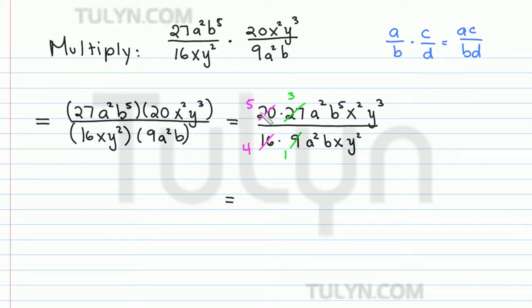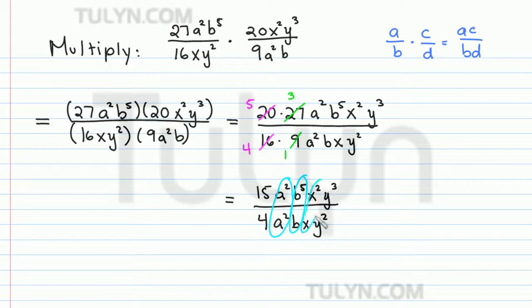So let's write what we have so far. We have 5 times 3 on the top, which is 15, a squared b to the fifth x squared y cubed. And then in the denominator we have 4 times 1, which is 4, a squared b x y squared. So now the last thing we have to do is combine each of the variables, because notice there's an a on the top and an a on the bottom. The same thing with b and x and y.